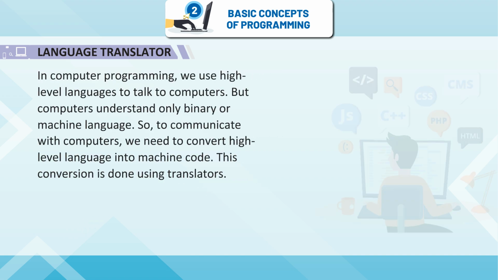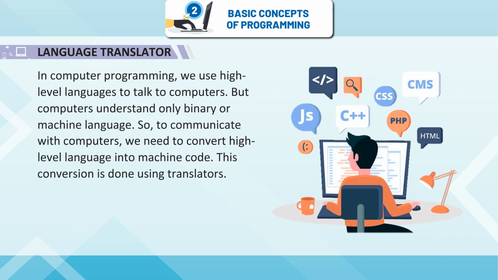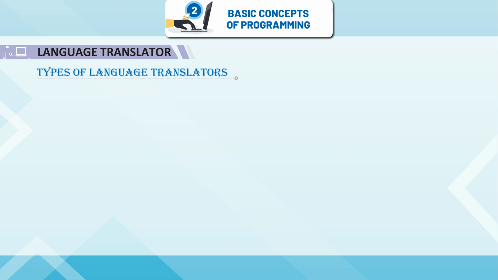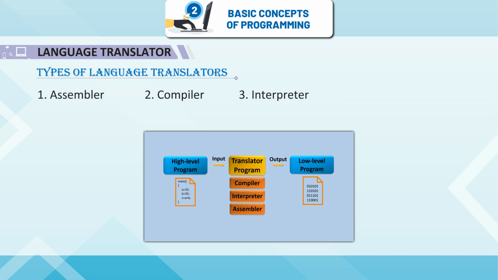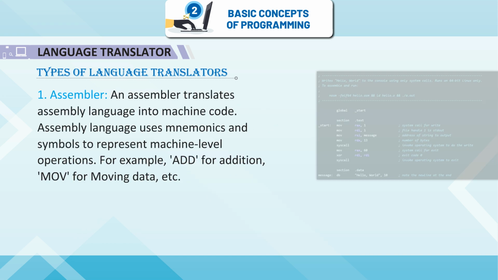Language translator. In computer programming, we use high-level languages to talk to computers. But computers understand only binary or machine language. So to communicate with computers, we need to convert high-level language into machine code. This conversion is done using translators. Types of language translators. There are mainly three types of translators which are used to translate different programming languages into machine equivalent code: assembler, compiler, interpreter.